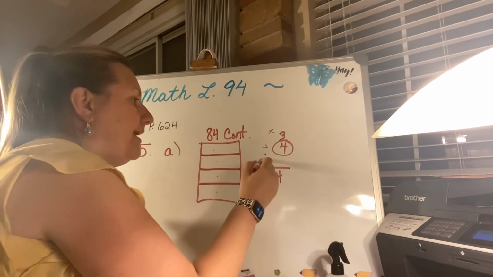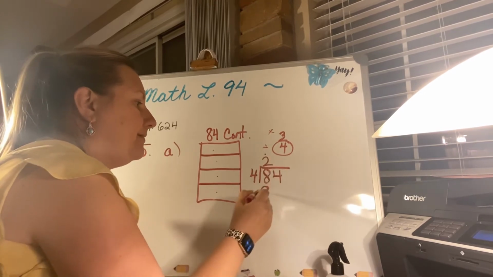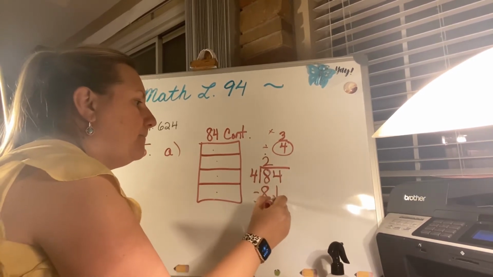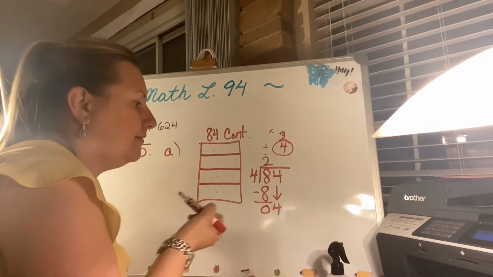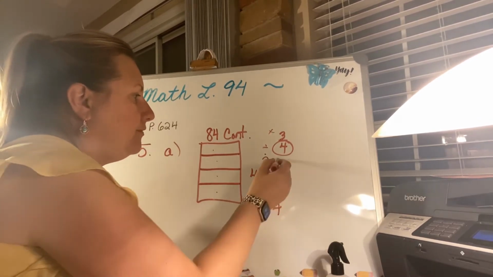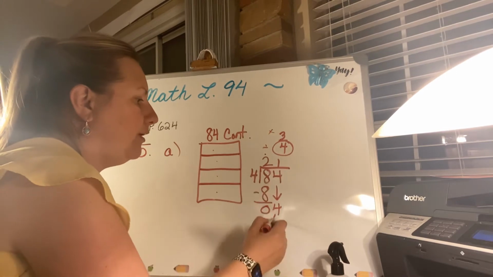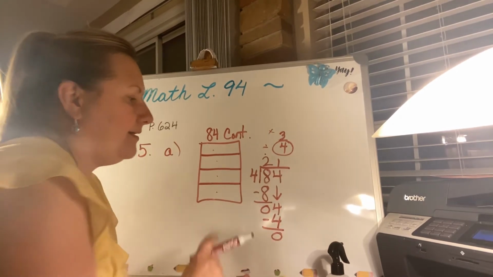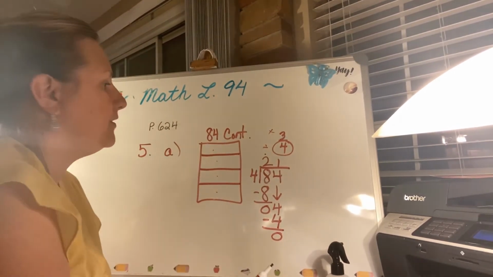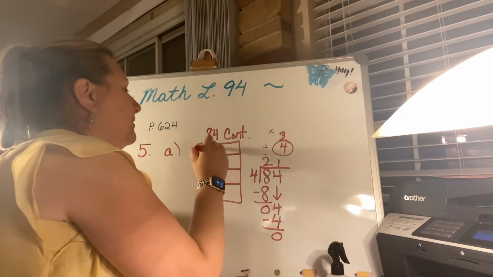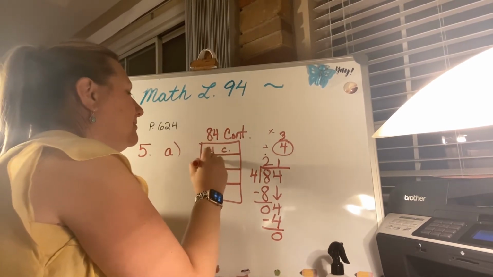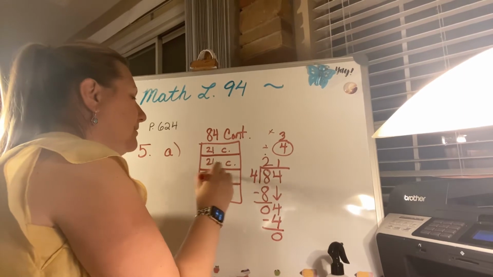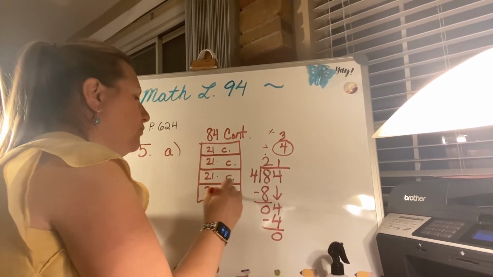Okay, 4 goes into 8 2 times. 2 times 4 is 8. Subtract. Bring down our little 4. 4 goes into 4 one time. 1 times 4 is 4. And we subtract to get 0. So now we know that this is 21 contestants. 21 contestants, 21 and 21.